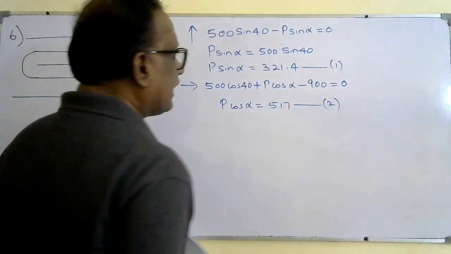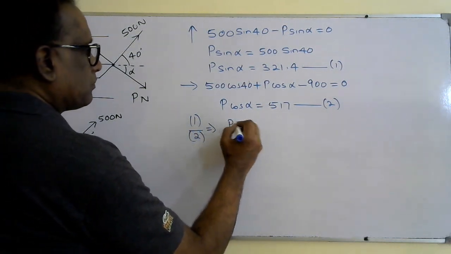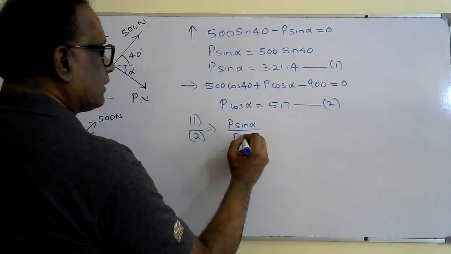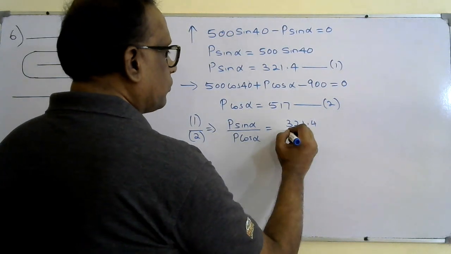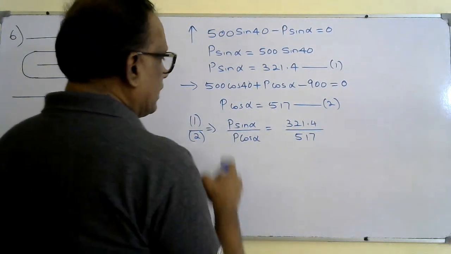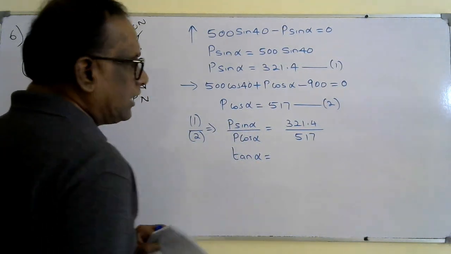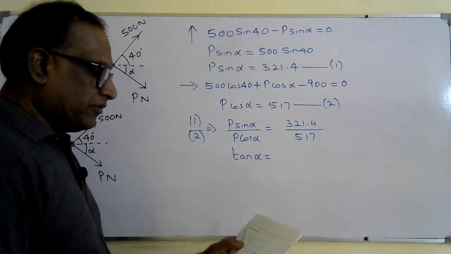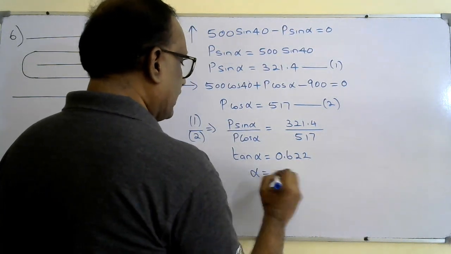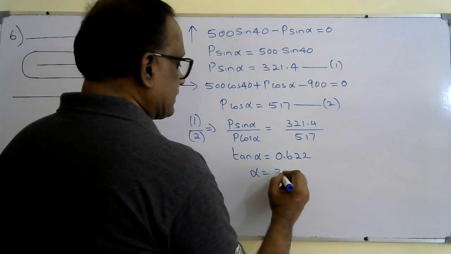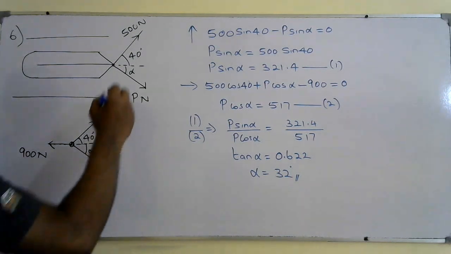Second equation. Okay, divide the first equation by the second equation. P sin alpha over P cos alpha is equal to 321.4 over 517. P and P will get cancelled. Sin alpha over cos alpha is tan alpha, equal to 321.4 divided by 517, 0.622. So find alpha, you will get 31.9, that is 32 degrees. That's the value of alpha, the first part they asked to find.